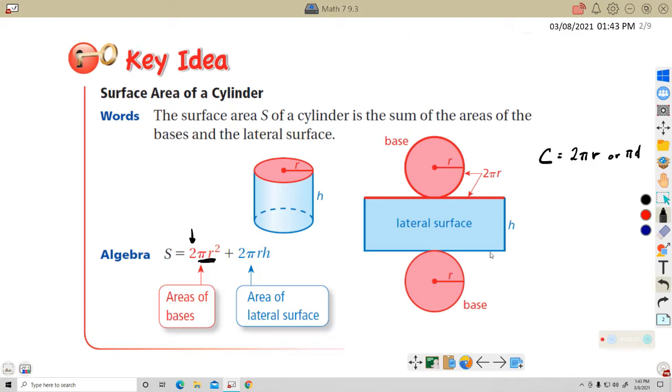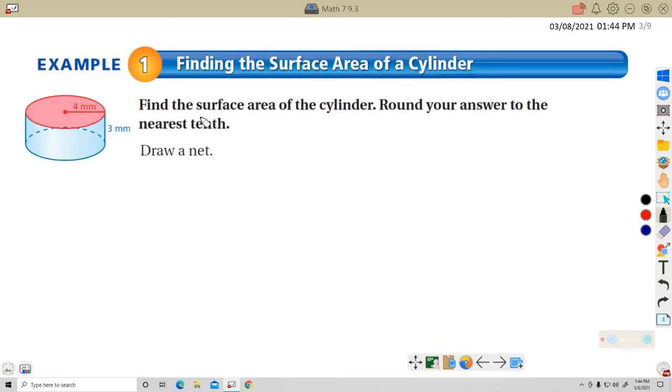So let's see if we can break this down in an example. But really the important thing to remember is the circumference of the base is the length of the rectangle. There's one lateral surface in this one. When we roll it, it's a big rectangle. Okay, so we want to find the surface area of the cylinder, rounding the answer to the nearest tenth.